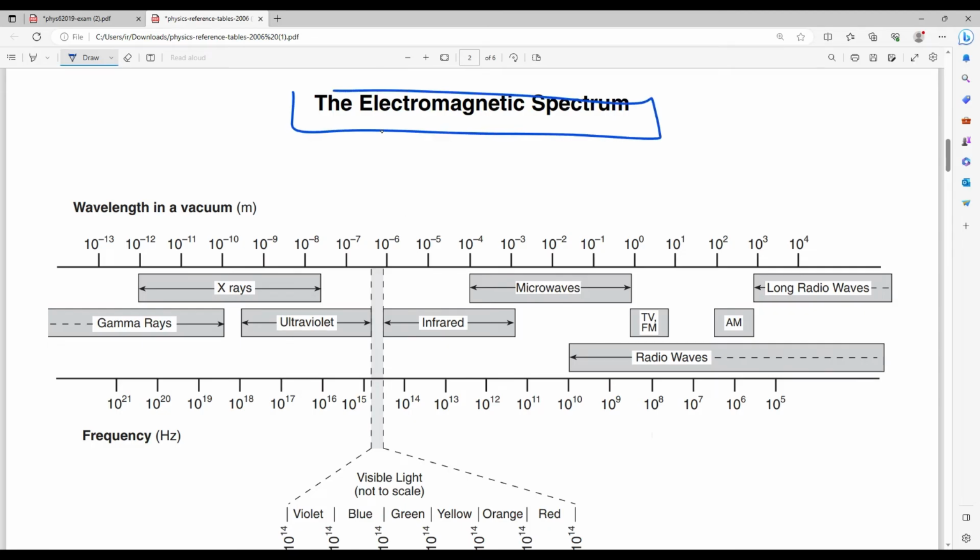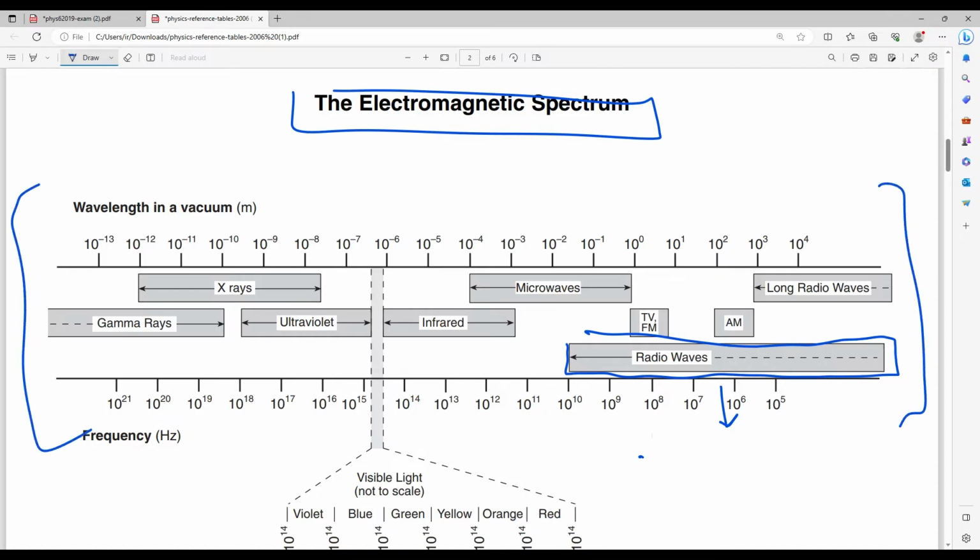If you look here, radio waves is on this table, and what this means is that radio waves are waves in a vacuum, right? And you know that all waves in a vacuum travel at the same speed. They travel at the speed of light, right? Anything on this table is going to have the same speed. In a vacuum, it's going to travel at the speed of light, right?